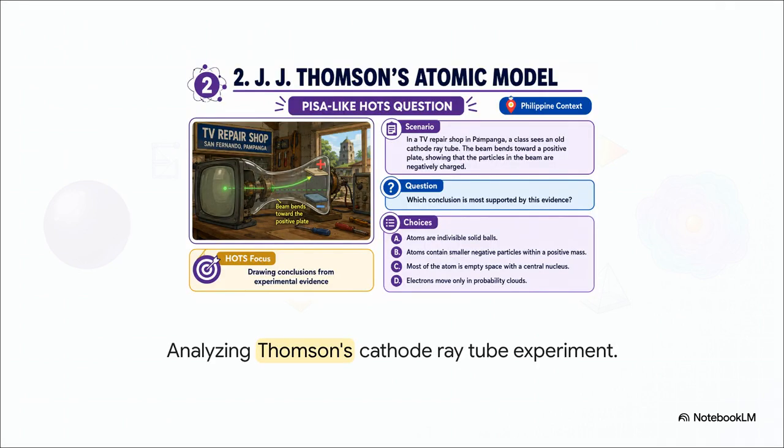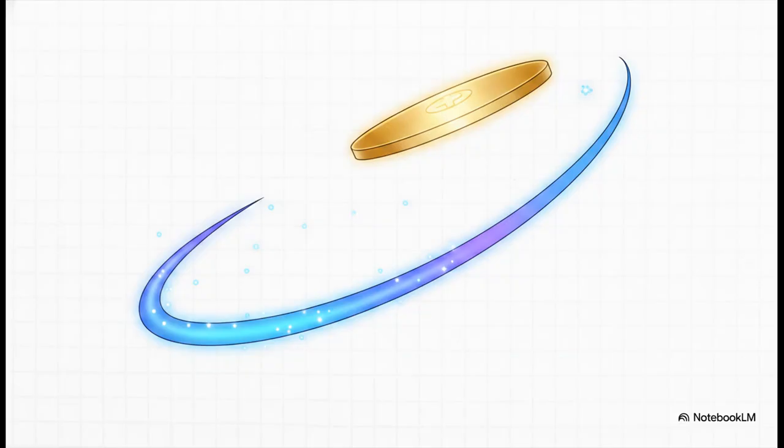Next up, we're at a TV repair shop in Pampanga looking at a bending cathode ray tube. The beam inside is visibly bending toward a positive plate. So what conclusion is most supported by this specific piece of evidence? Think back to what negative and positive charges actually do. And the correct answer is B. Because that beam bent towards a positive plate, it practically proved Thomson's theory that there are smaller negative particles, electrons, hiding inside the atom. Remember, opposites attract, so that negative beam was completely drawn to the positive plate.